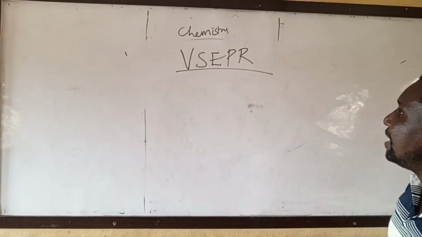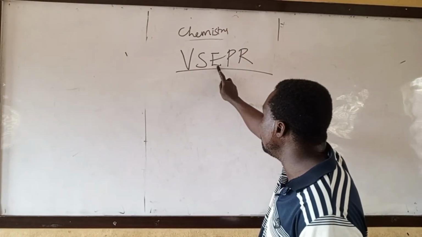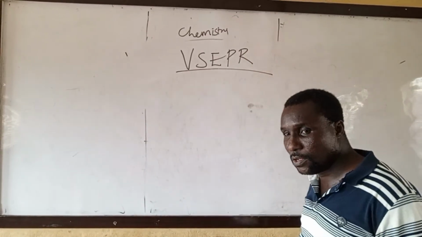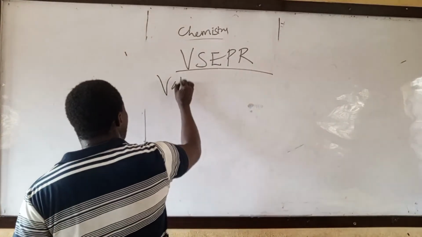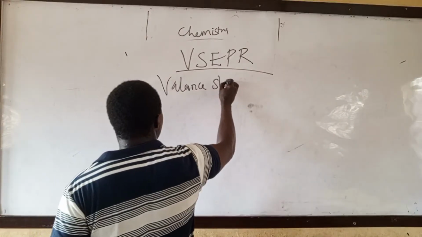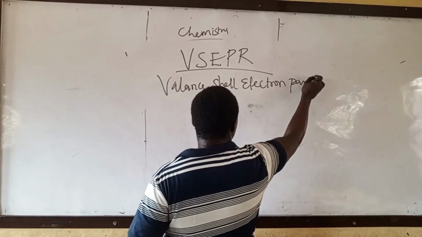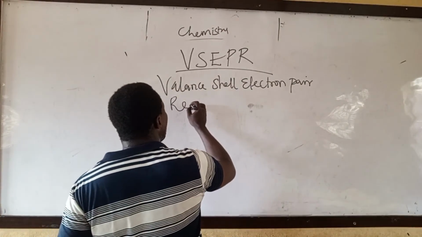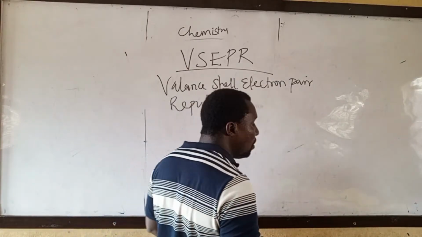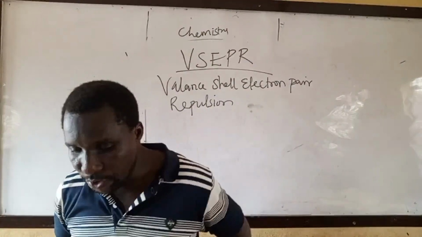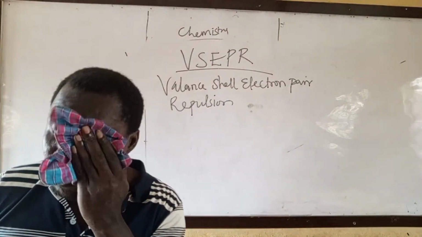Valence shell electron pair repulsion. Valence shell electron pair repulsion.